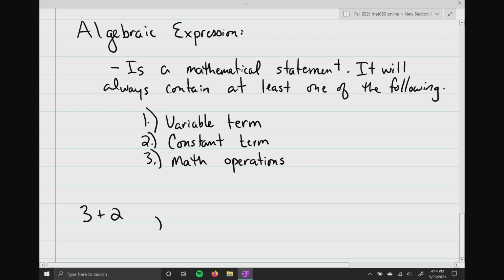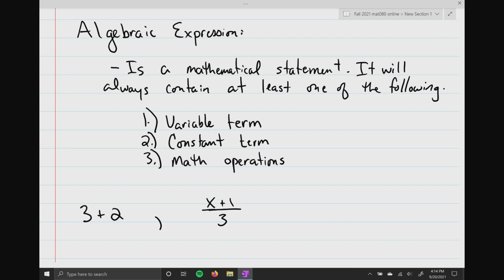Now, some examples of what algebraic expressions look like are this. 3 plus 2. It's an algebraic expression. It contains an operation, which is a plus sign, and it contains two constant terms, 3 and 2. Here's another one. In this case, it looks a little complicated. We have x plus 1 in the numerator, and then downstairs in the denominator we have a 3. But this is read x plus 1 divided by 3. Once again, this is an algebraic expression because it contains a variable term, constant terms, and math operations, a plus and division. It's an algebraic expression.